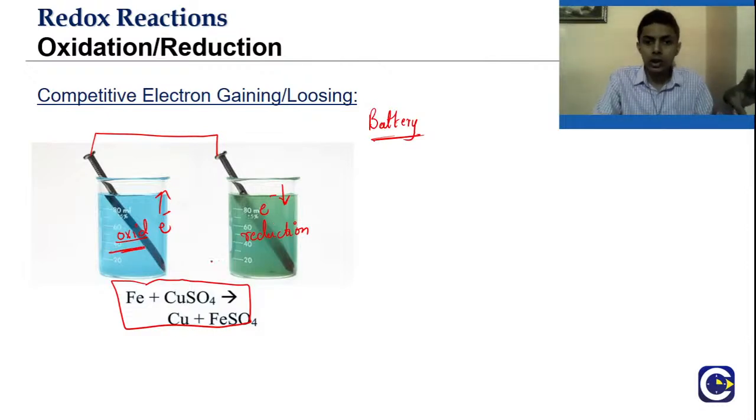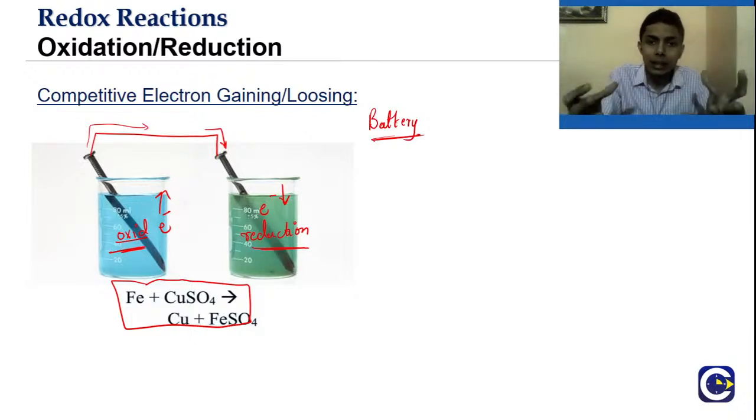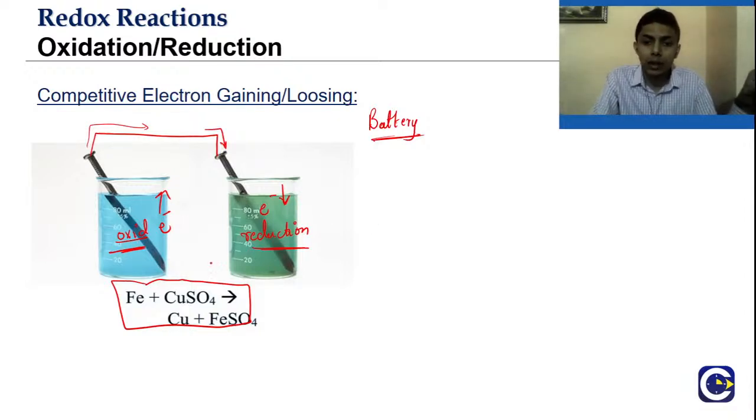So if this oxidation process is spontaneous, that means you need not do any effort. Reduction process is spontaneous, let's say. Then what will happen? Automatically electrons will flow like this, and they will come here. So that's the principle of an electrochemical cell. Okay. So now, which one will undergo oxidation, which one will undergo reduction? It depends upon the competitive electron gaining or losing tendency.